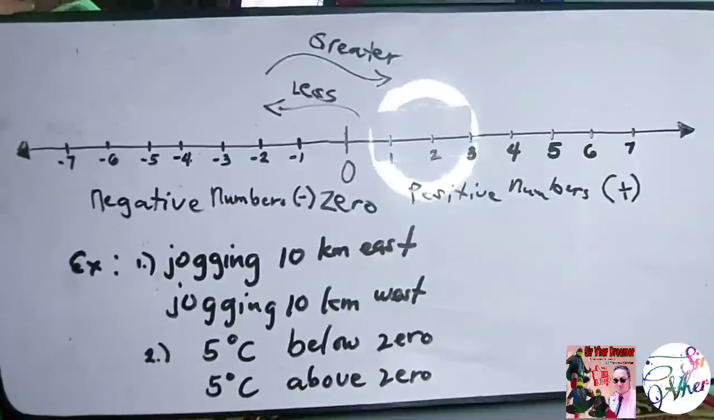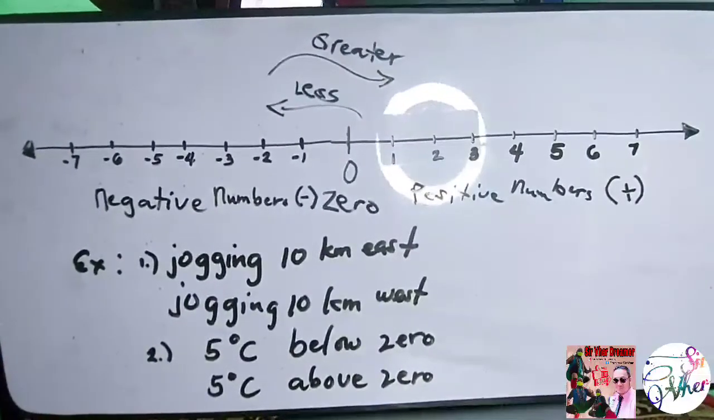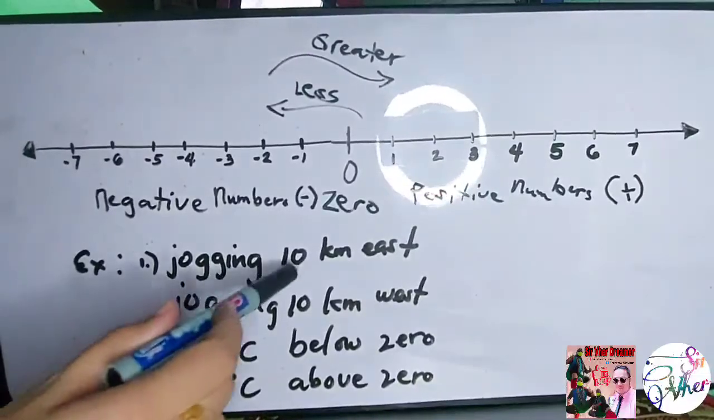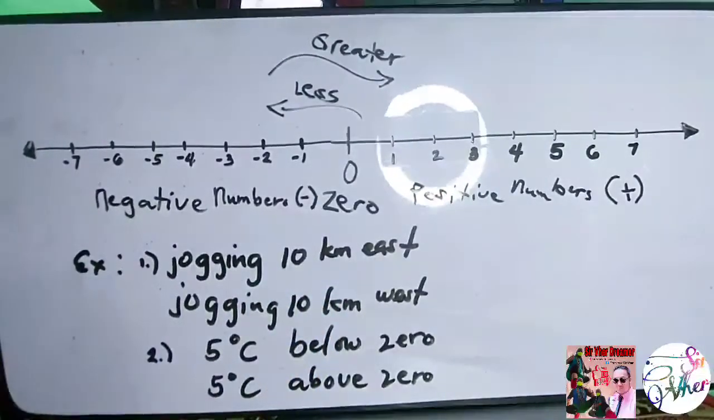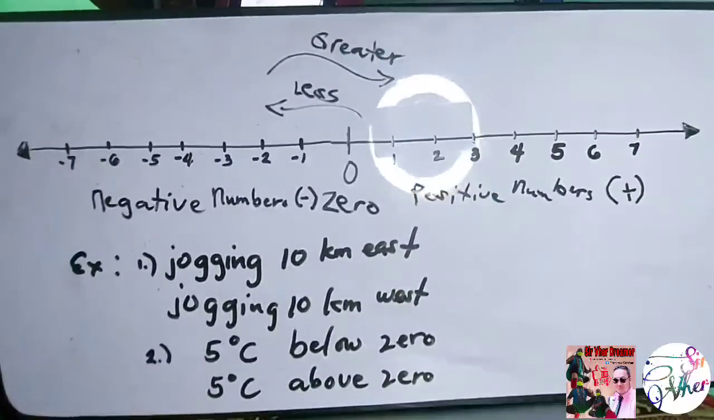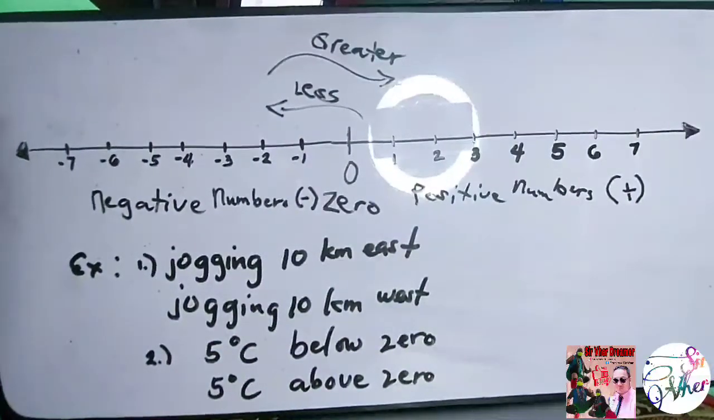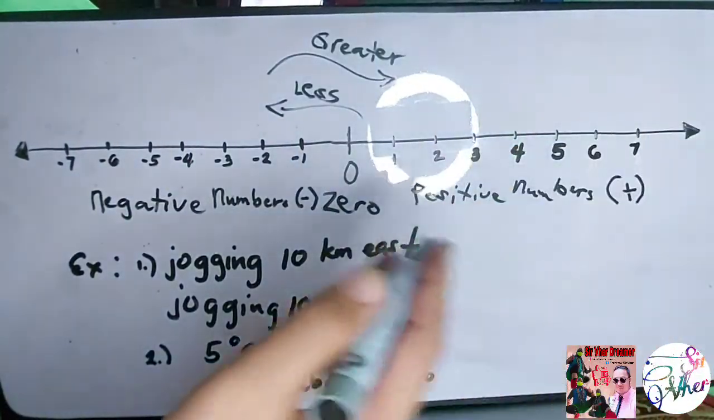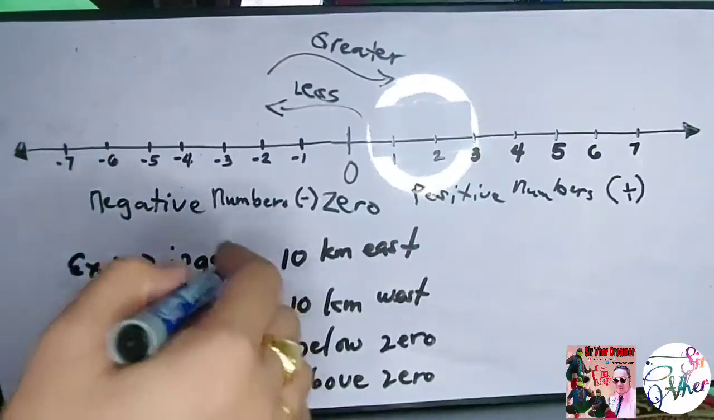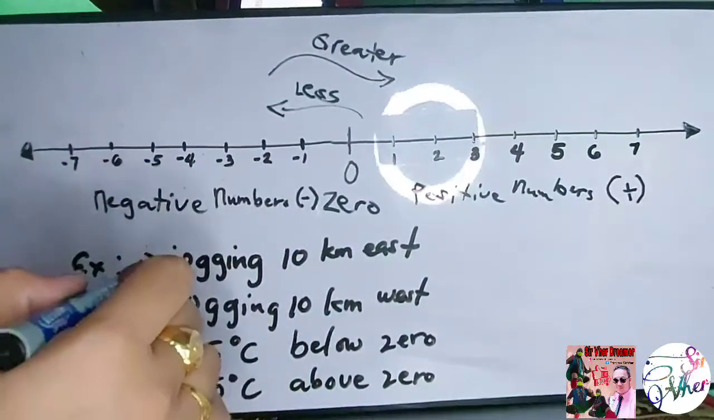Okay. So we have, for example, number 1, jogging 10 kilometer east. Saan ang east makikita? Is it on the right side or the left side? The east is on the right side, and on the left side, west. Okay? So meaning to say, jogging 10 kilometer east.